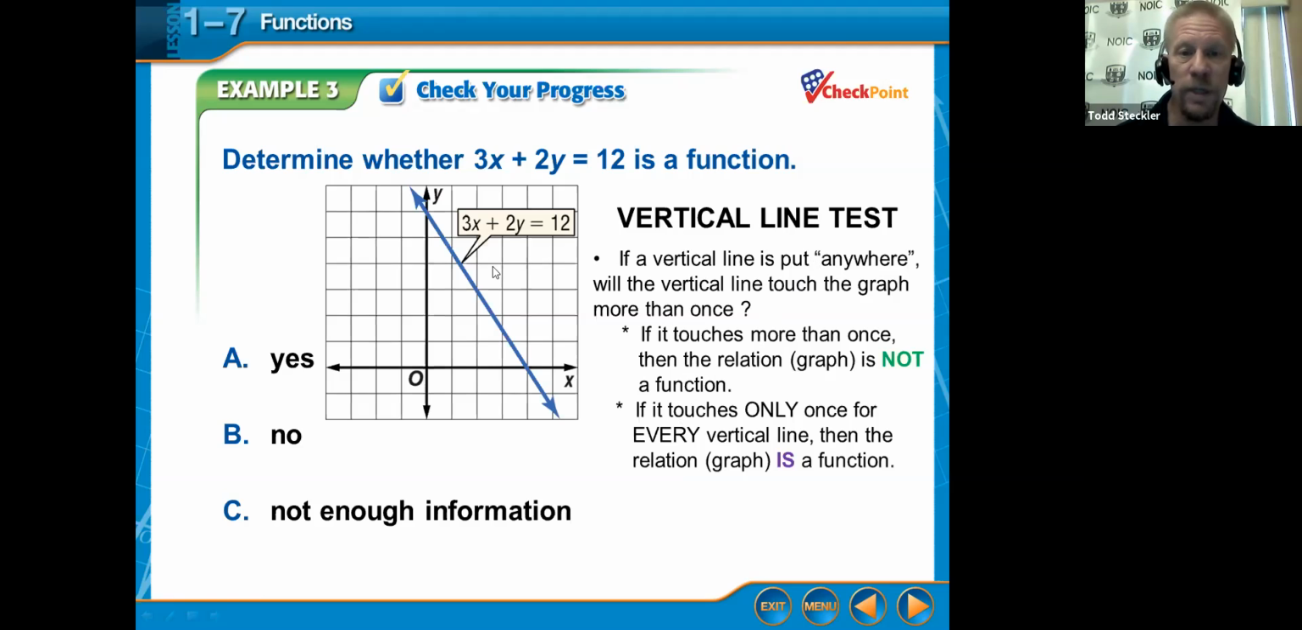And for this graph that's presented to us, if we put a vertical line, a line straight up and down, anywhere, we'll always only hit the blue graph one time. So this relation, this graph, is a function, yes, because it does pass the vertical line test.